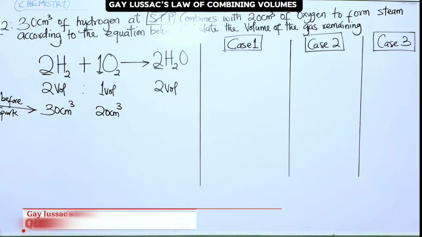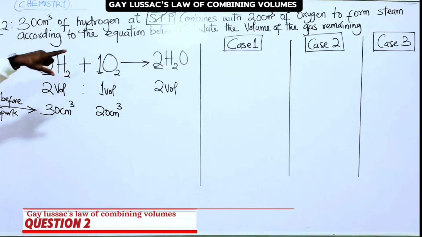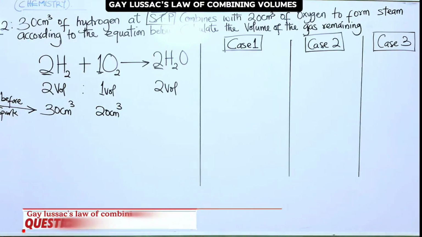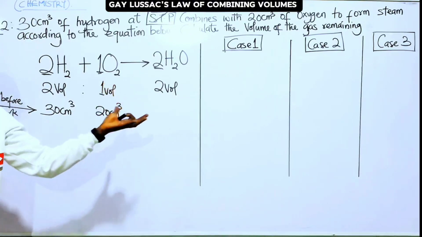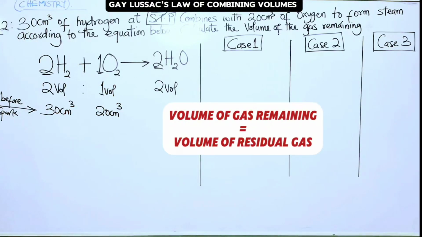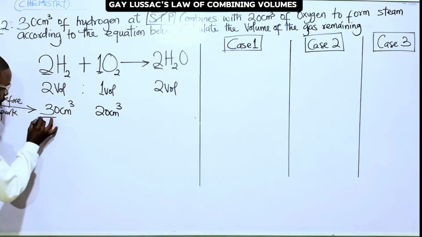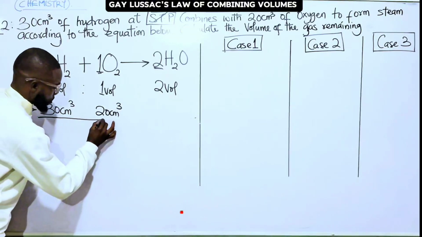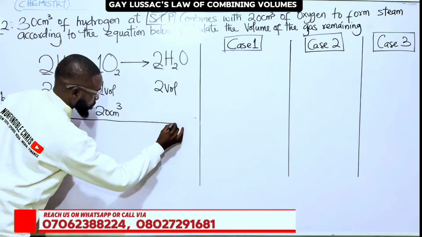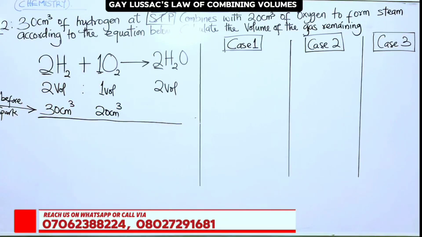This is what we have when they combine to form steam. According to the equation, this is the equation. We're calculating the volume of the remaining gas, that's the residue gas, right? So for this, we draw a line. Bear with me, the line might not be that straight. But it works, right?